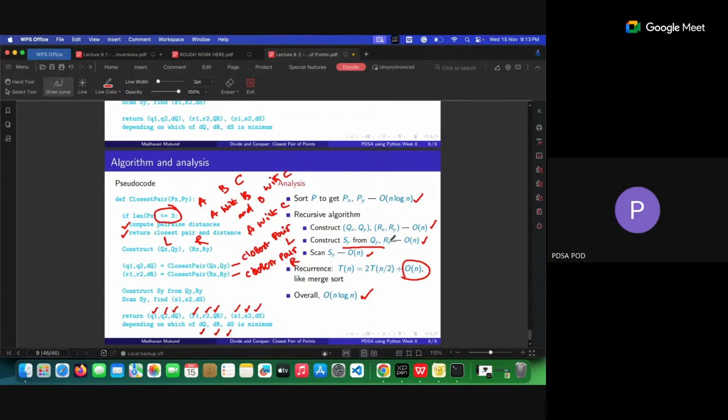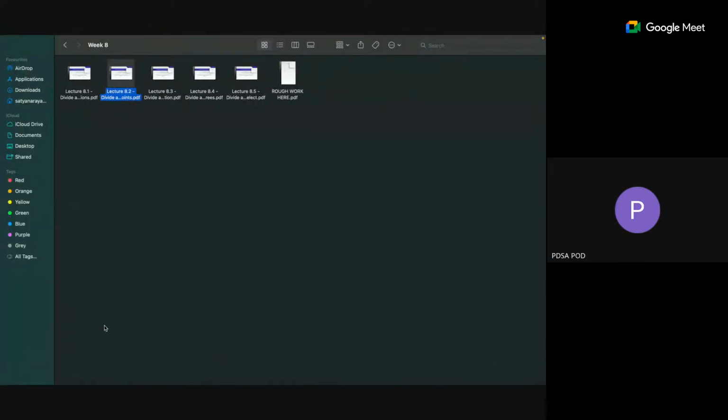So the recurrence relation is 2 times T of n by 2. It is 2 times because every time the problem is split into 2 partitions, plus O of n, like merge sort only. Overall it is n log n. This is about 8.2, the second problem, which is called shortest distance.